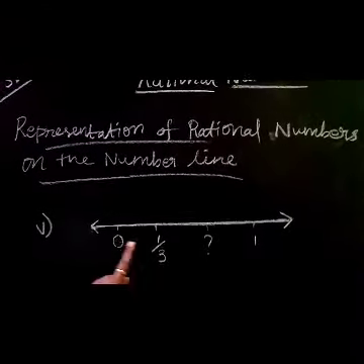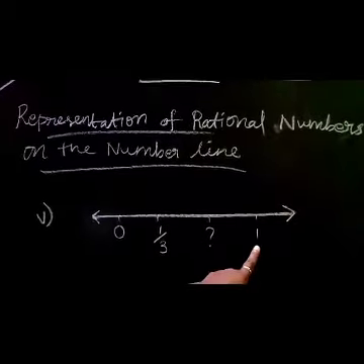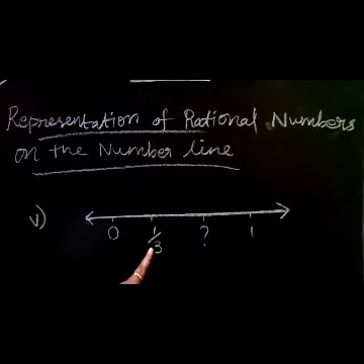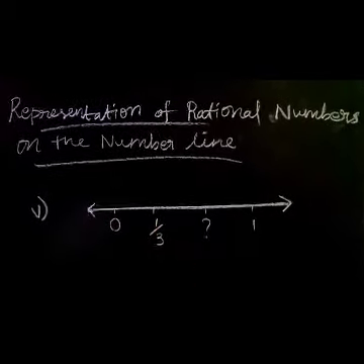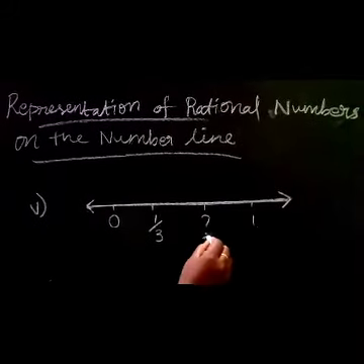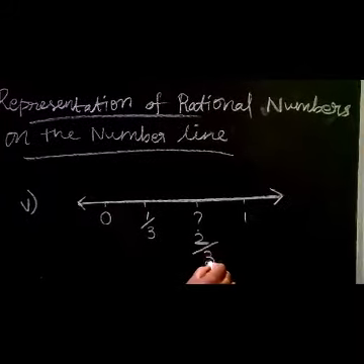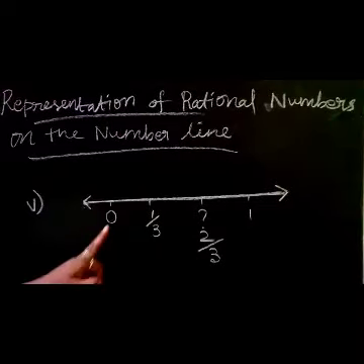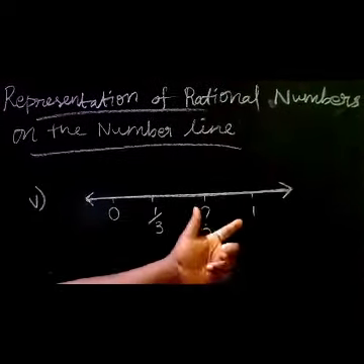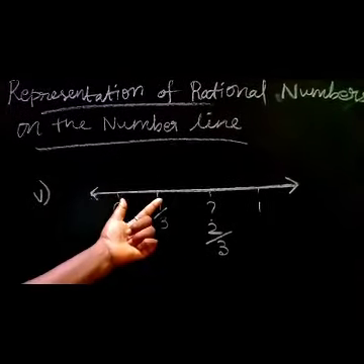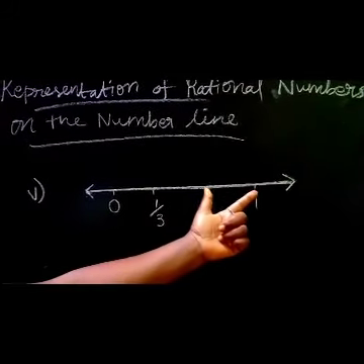This is 0. This is positive 1. Between that, we have 1 by 3. Then what is this value? It is 2 by 3. How is it possible? From 0 to 1, we have divided into 3 parts. This is 1 part, this is 2, this is 3 parts.